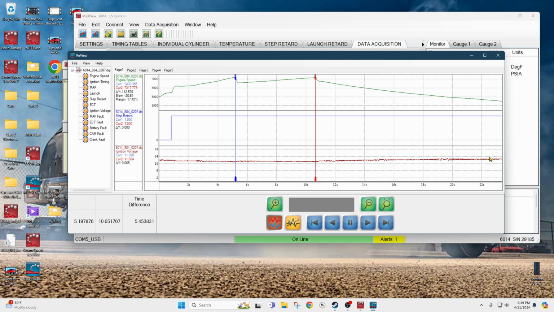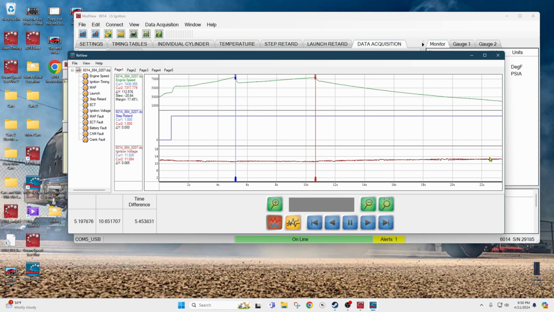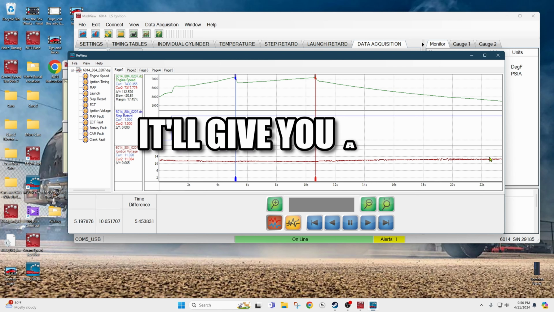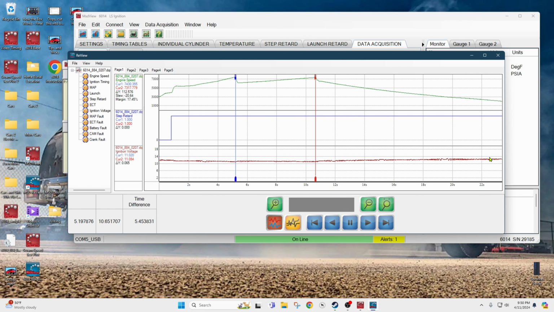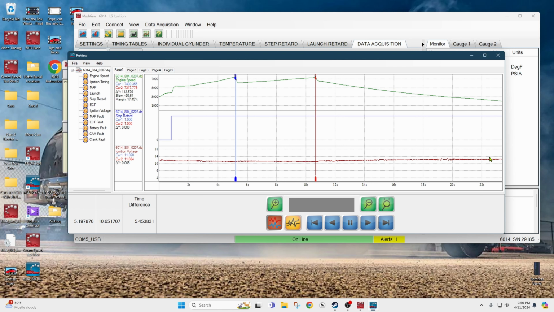So shortly after this log, that alternator failed, right? And if I had been looking at this, even giving it a cursory examination after some passes, I would have known I had a parts failure coming up. And that could have maybe kept me from missing a round of racing, because all of a sudden I didn't have the juice I needed and I didn't have a charging system. It'll give you a lot of intel that there's no other way you would ever pick up. It can give you early warnings, and it can give you indications on where you need to work on your driving performance. And it really can tell you a whole lot.